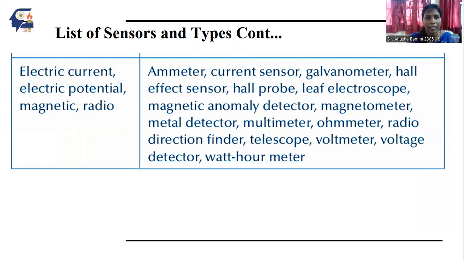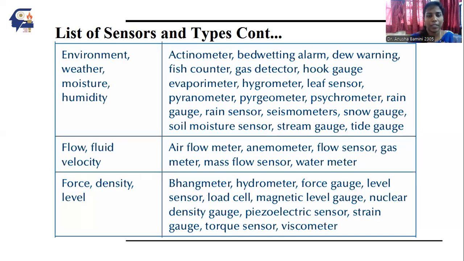Then electric current, electric potential, and magnetic radio. In these places, we already know about the ammeter. We learned in our school days, right? Ammeter, multimeter, ohm meter. These also come under types of sensors which can be supported in the electrical or magnetic field. Okay, then environment, weather monitoring, moisture and humidity.